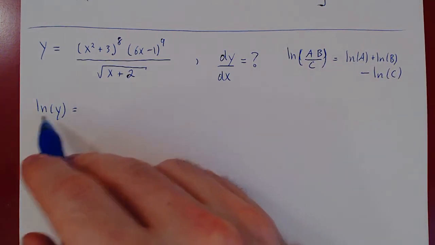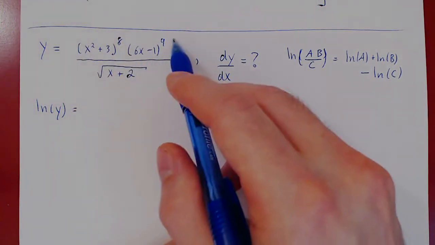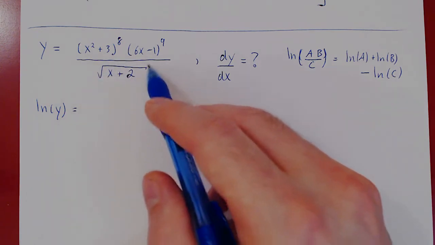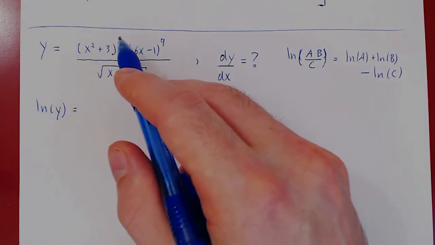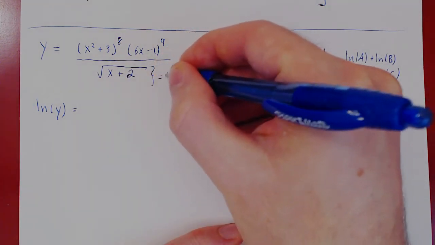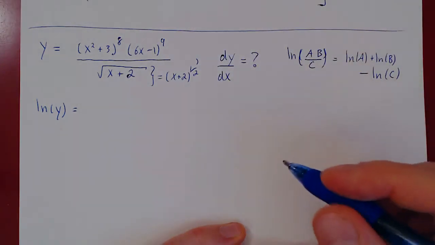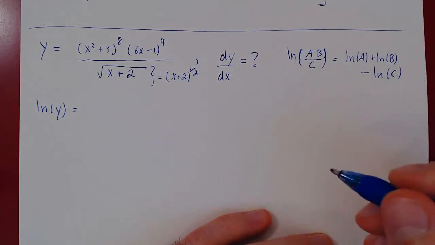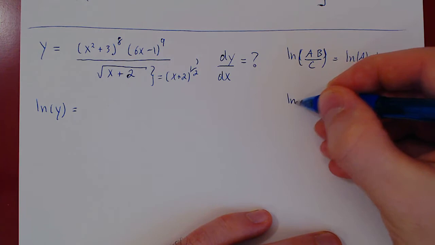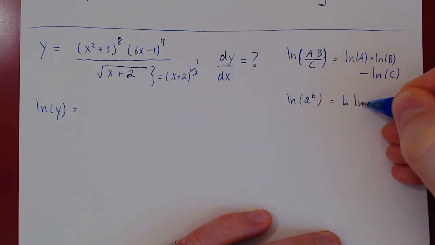So we'll have here, ln of y will be the ln of this, plus the ln of this, minus the ln of this, but each time, you see, we have an exponent on the expression. Right here, this is just x plus 2 to the 1/2 power. And remember now the other property of the ln function, ln of, say, a to the b, that's just b ln of a.